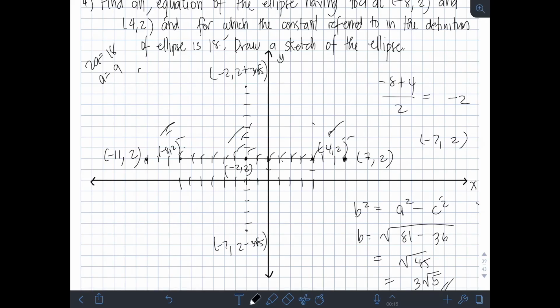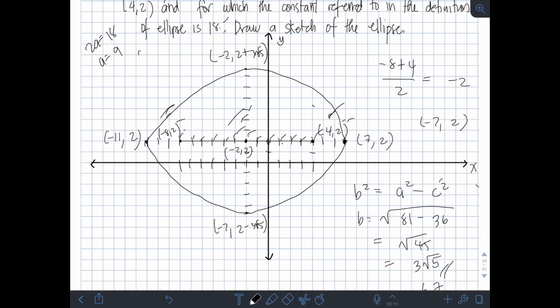So, therefore, ito yung graph ng ating ellipse. Connect na lang natin itong apat na endpoint. Approximately. Ito yung kanyang itsura. Okay? Now, let's find the equation ng ellipse.